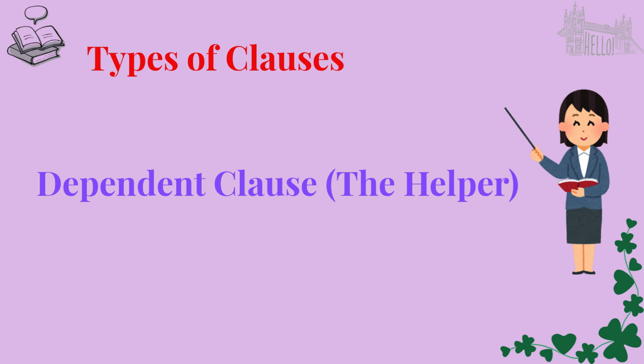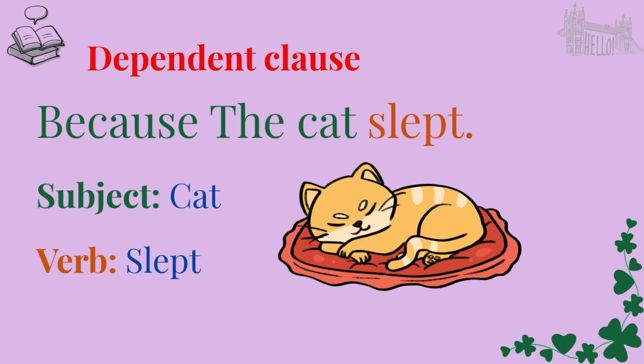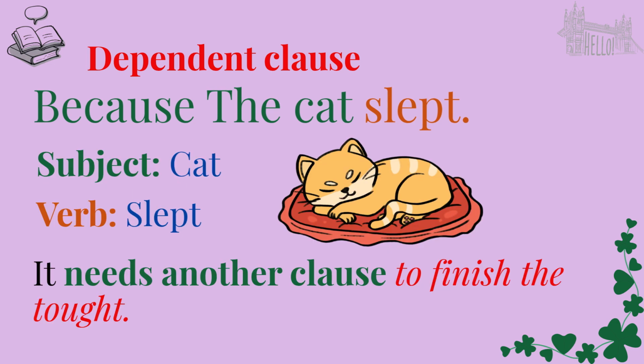Dependent clause, the helper. This clause also has a subject and a verb, but it is incomplete. It leaves you hanging. It depends on an independent clause to make sense. Because the cat slept. Cat is the subject, slept the verb. But wait, what happened because the cat slept? It needs another clause to finish the thought.